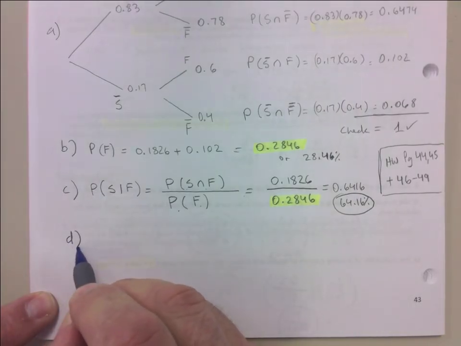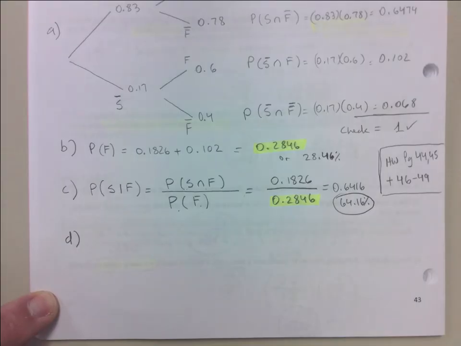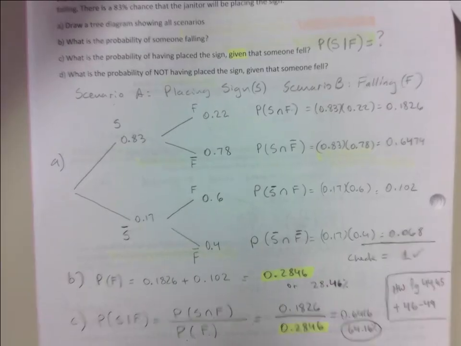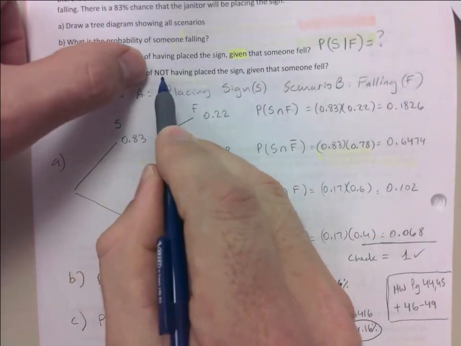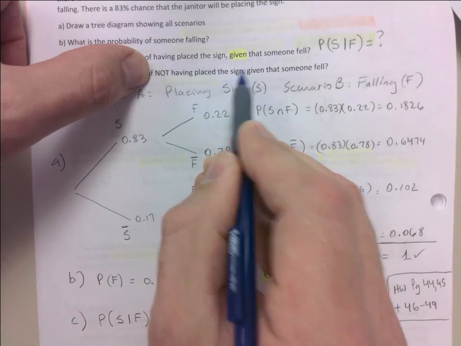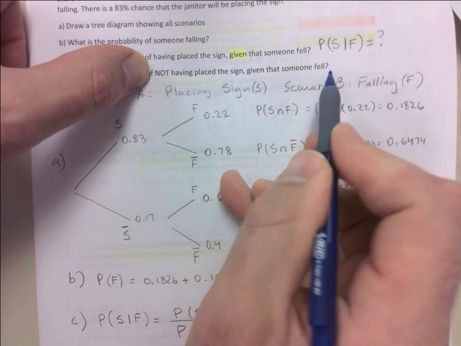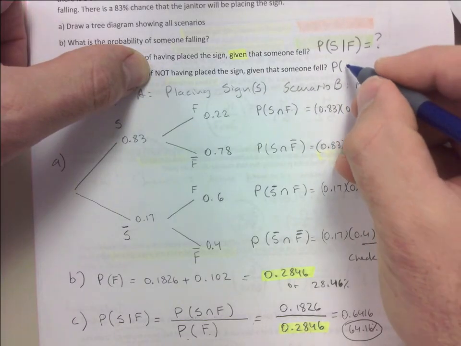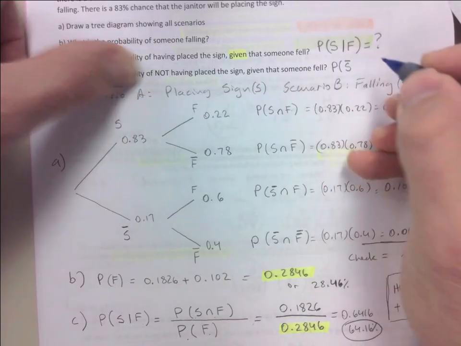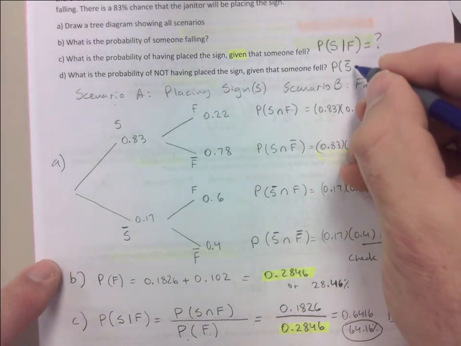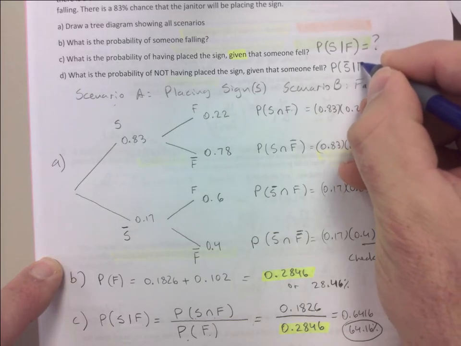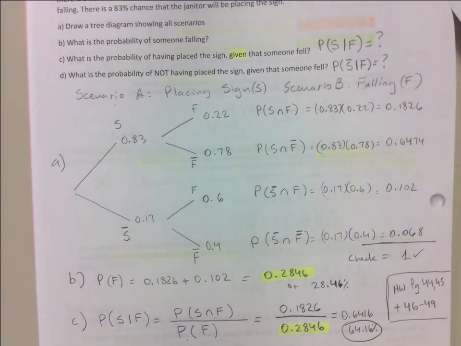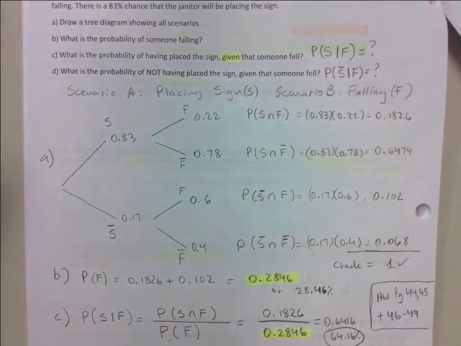D. Let's read it. What is it asking? What is the probability of not having placed the sign given that someone fell? So let's read this. Probability of the custodians forgetting to put up the sign given that someone fell. That's what it's asking for. So you need to kind of translate that within the question.